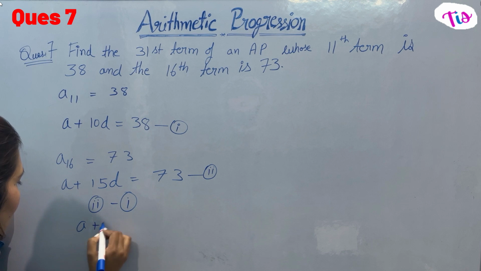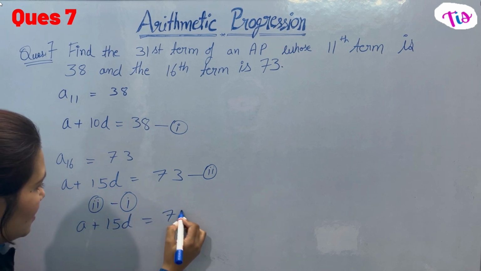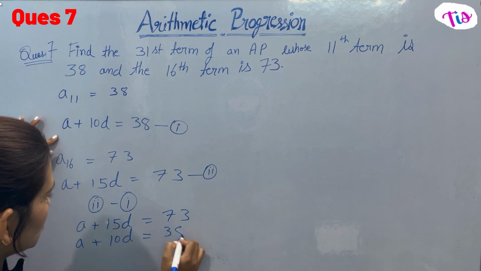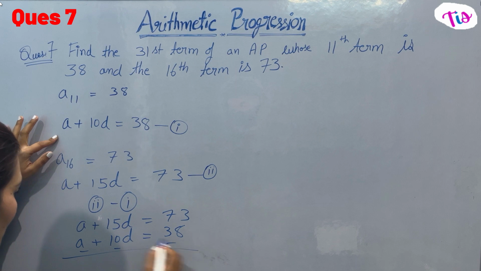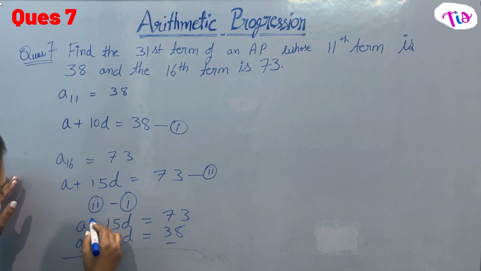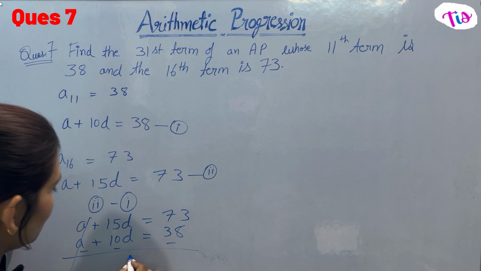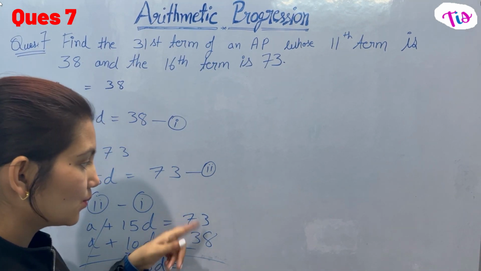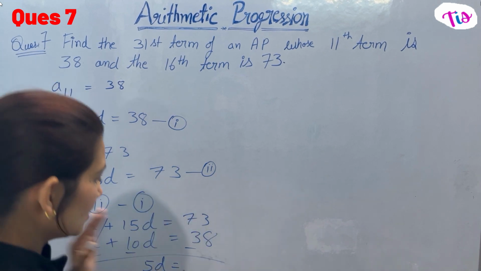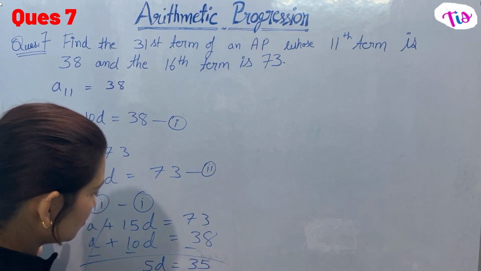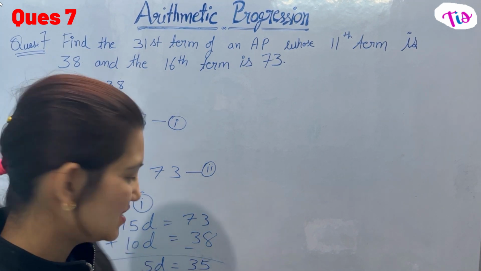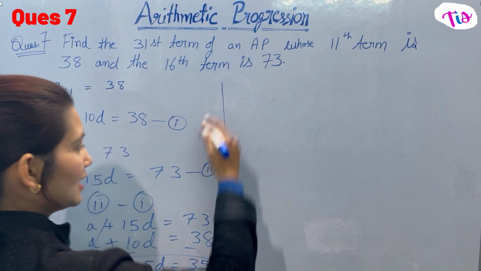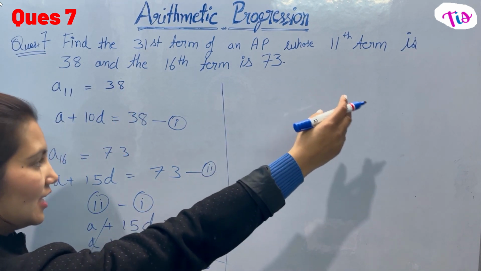So we get a plus 15d is equal to 73, and a plus 10d is equal to 38. We subtract these two equations, change the sign, and then a cancels out. 15d minus 10d is 5d, equal to 73 minus 38, which is 35. So d is equal to 35 upon 5, and 35 upon 5 is 7. So the common difference d is 7.